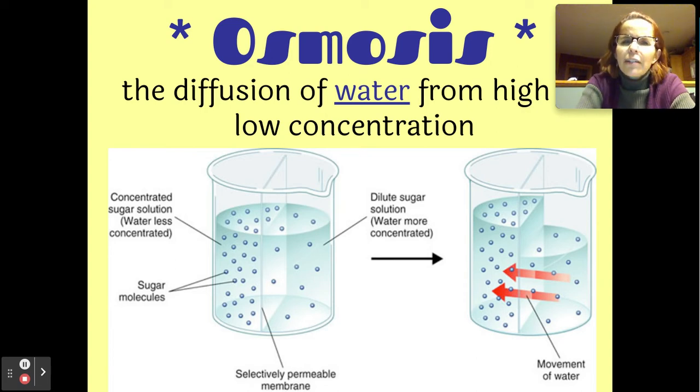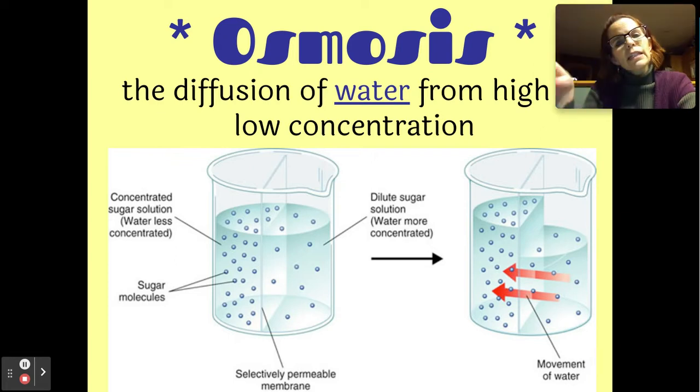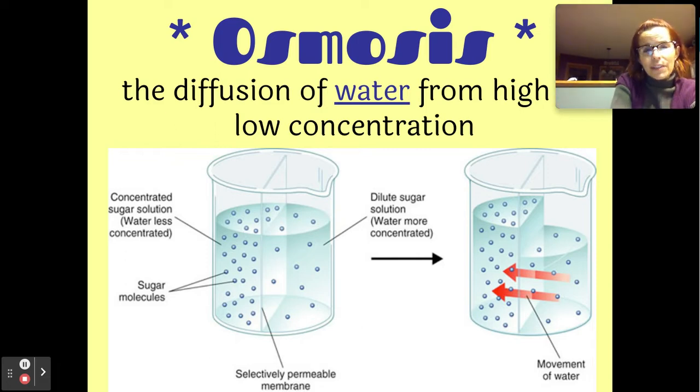That means there's a higher concentration of water on the right side than there is on the left side. If that membrane allows water to pass through, then the water is going to go from where it's more concentrated, the right side, to where it's less concentrated, the left side. So take a look at the second beaker. You see that water has left the one side and it's gathered on the other side.